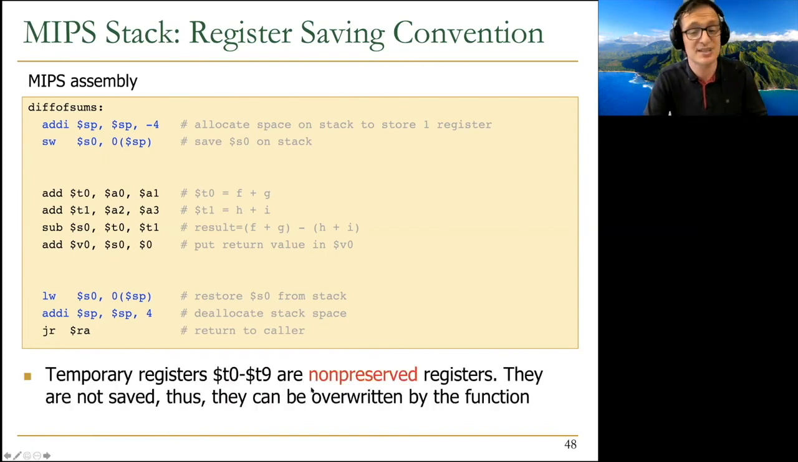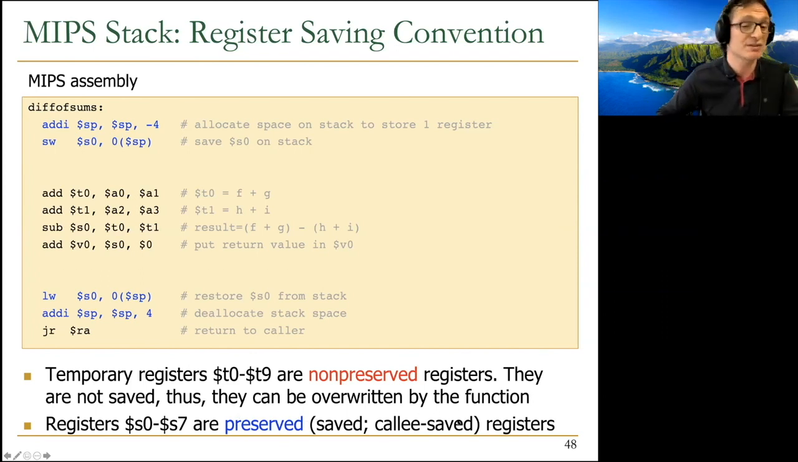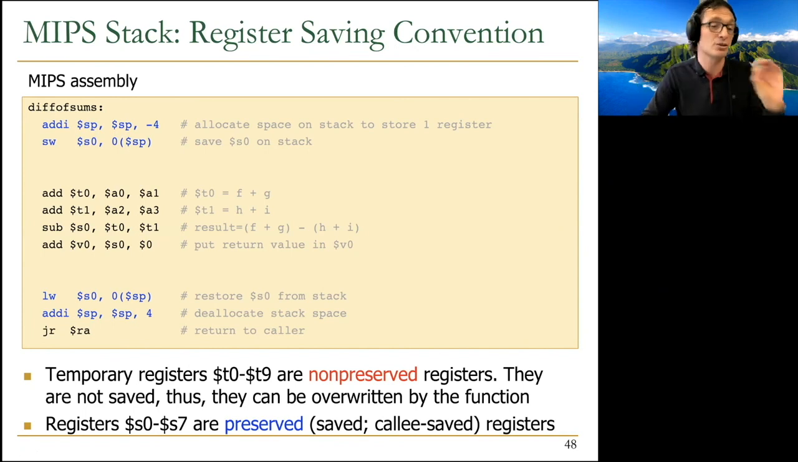Basically, temporary registers are called non-preserved registers. They are not saved. Thus, they can be overwritten by the function. It's not the function's responsibility to save them, essentially. But registers S0 to S7 are preserved. They're called callee saved, which means that it's the function's responsibility to save them if it's going to overwrite them. That's true for RA as well, by the way.